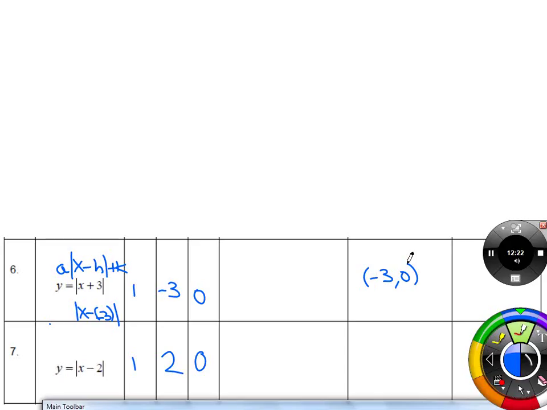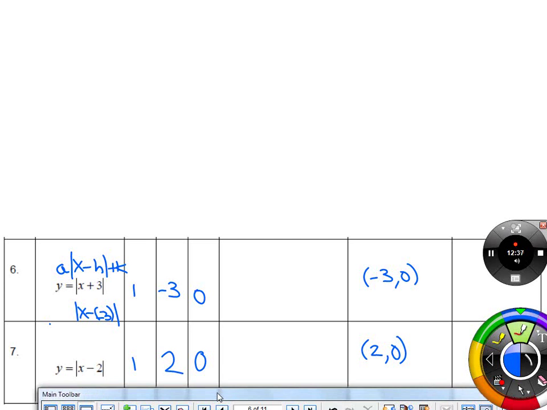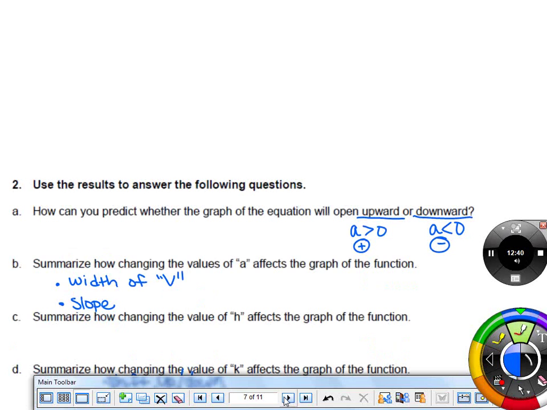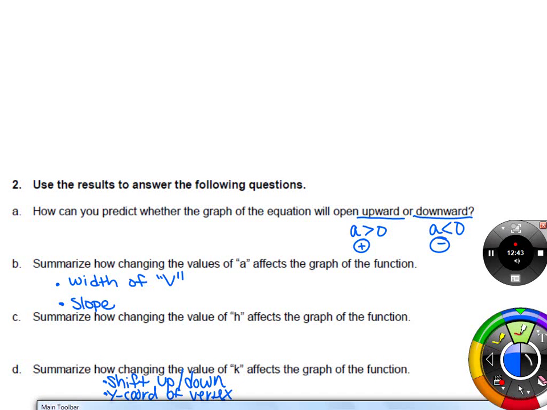And that's why they write it like this, because they know that when you graph this, it shifts to the left 3. So they want you to get H is -3 so you understand it moved to the left. And then here, when H was +2, you should have seen your vertex show up at 2, 0. So for the H value, this is going to shift our graph left and right. And it's controlling the X coordinate of our vertex.